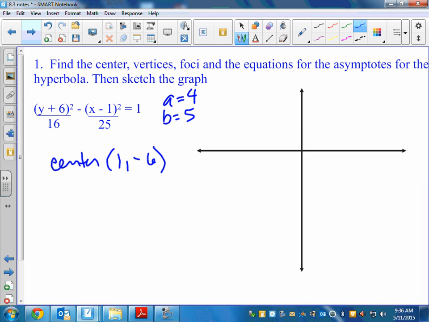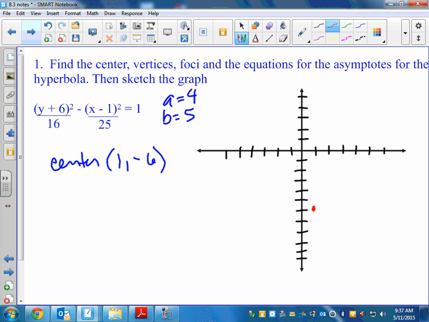So if I want to find my vertices, and I know that it's going up and down, which am I adding A to? Am I adding 4 to 1 or am I adding 4 to -6? If my center is at 1, -6, here's my center, and I know that the branches are going to go up and down. That's going to be A units away, right?